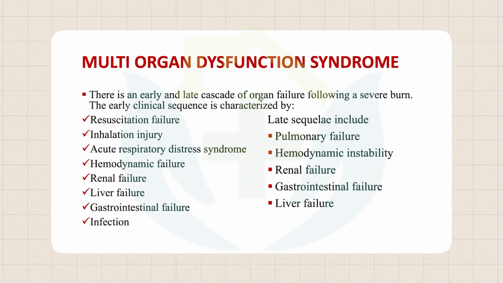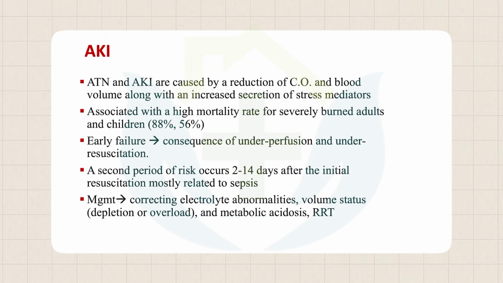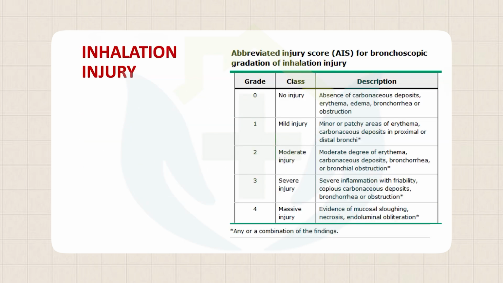Now coming to complications of burn injury, very small things at the last. One is multi-organ dysfunction syndrome, which can happen with any patient. AKI: initially hypovolemic, later on acute tubular necrosis. If you have an electrocution injury with muscle burn, you can have rhabdomyolysis. So there are many causes of AKI.